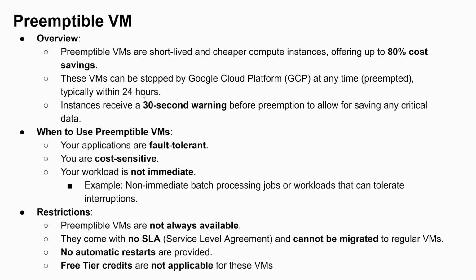hours. It means that these VMs can be used only for 24 hours. If you cross the 24 hours, these VMs will be automatically stopped by the Google Cloud platform. These instances receive a 30-second warning before the preemption to allow for saving any critical data. For example, you get a 30 seconds warning before it is shut down, so that you can save some critical information.